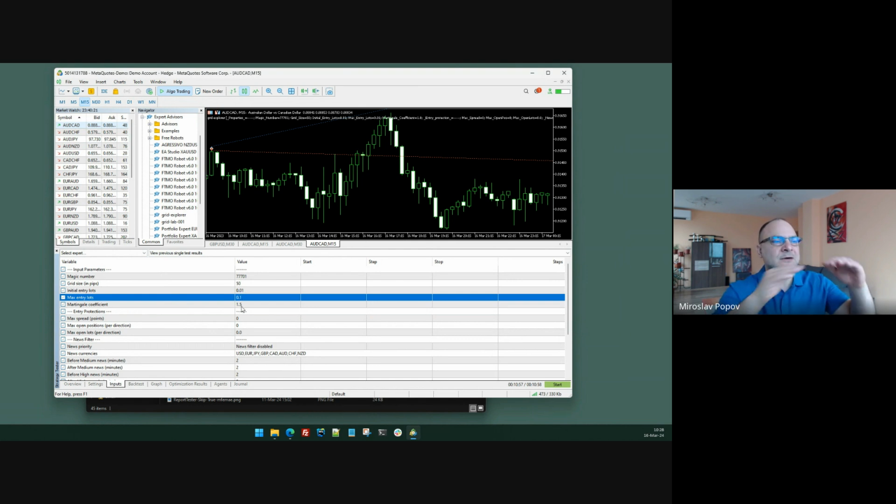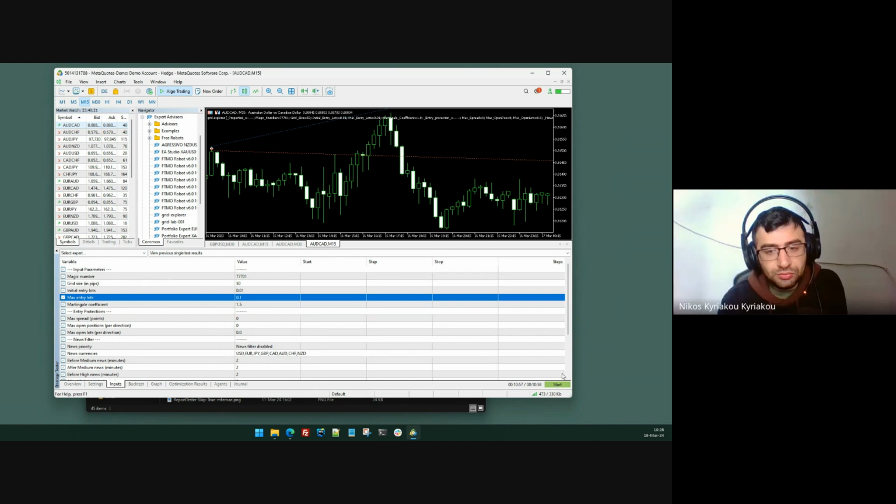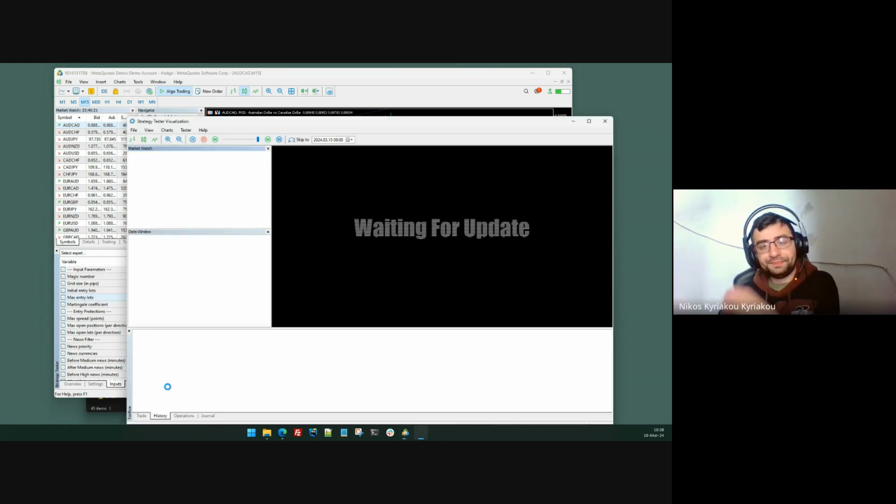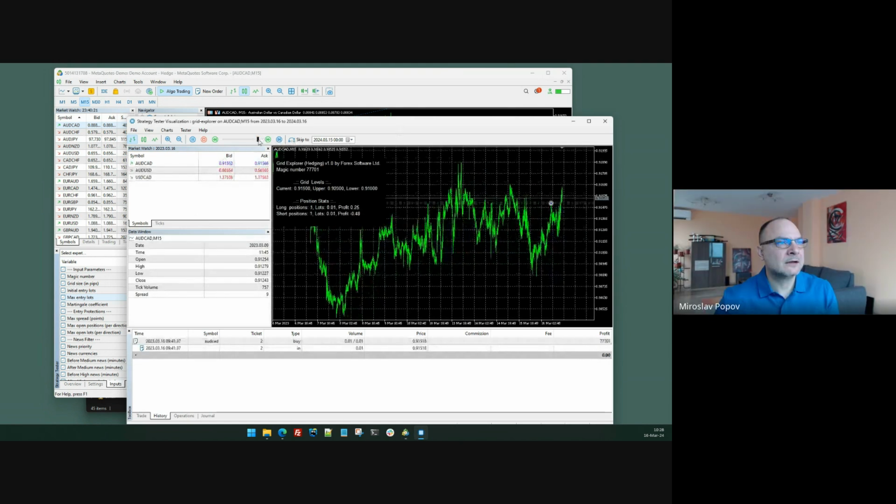But this coefficient will slowly increase the entry amount. Let's start this backtest. Now let's go on full speed.